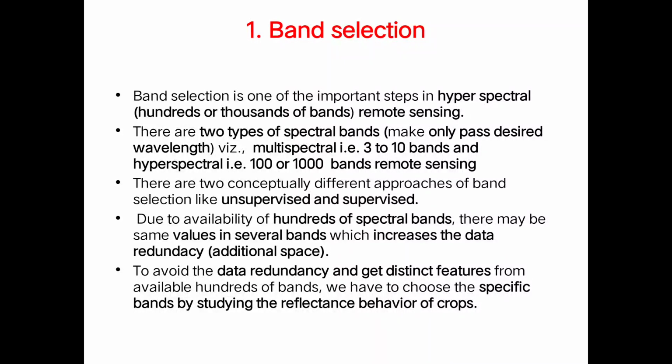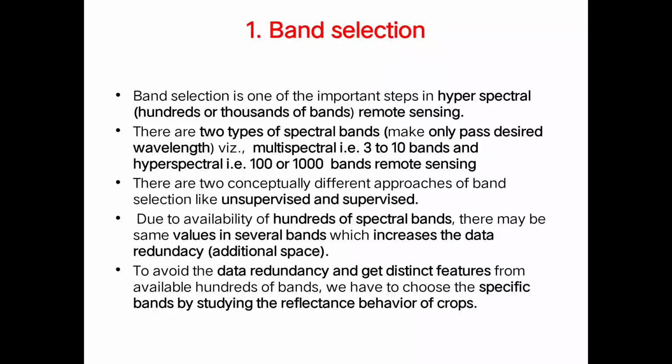There are two conceptually different approaches to band selection, the unsupervised and the supervised. These are the two types of approaches which are important for the selection of the band. Due to the availability of hundreds of spectral bands, there may be the same values in several bands, which increases the data redundancy. That means additional space is required for the data, so that can be avoided.